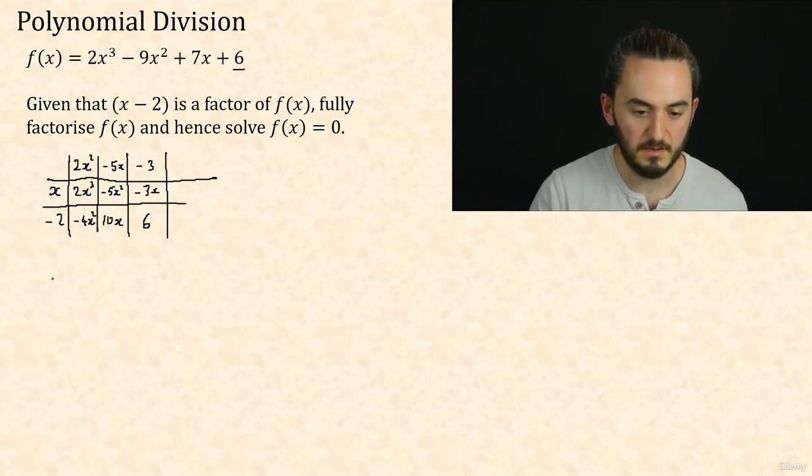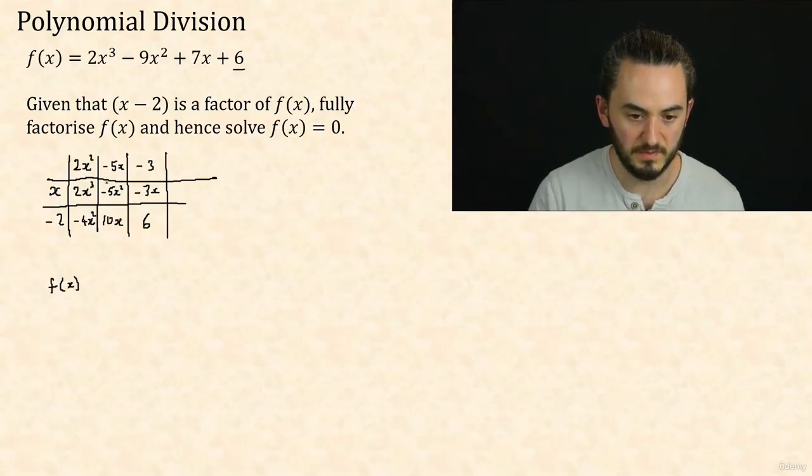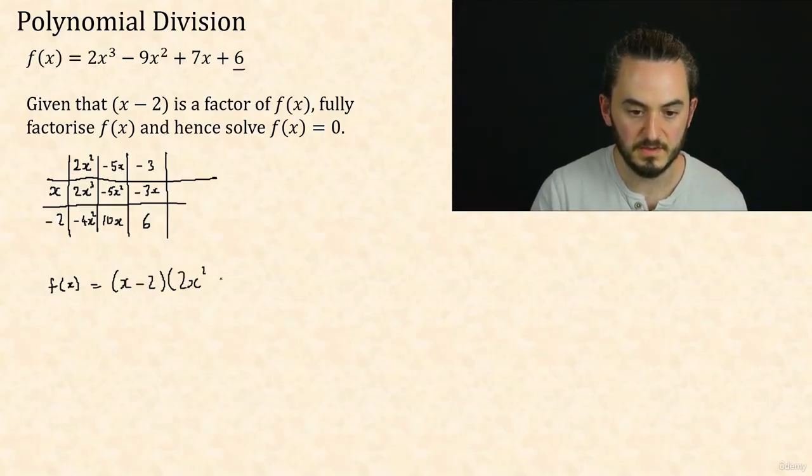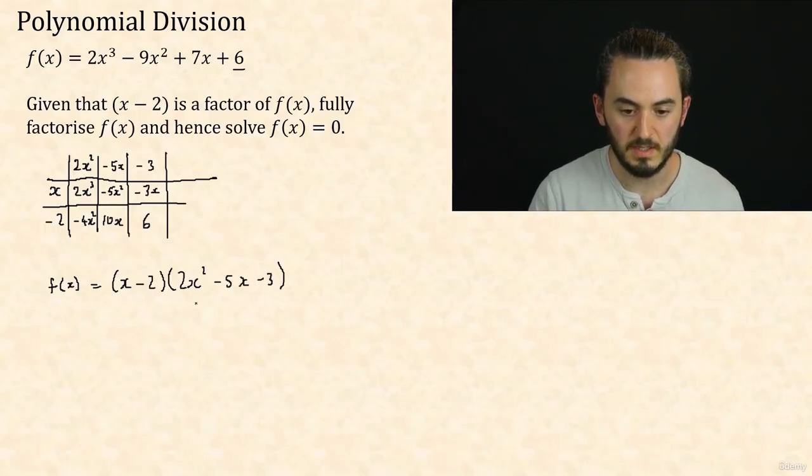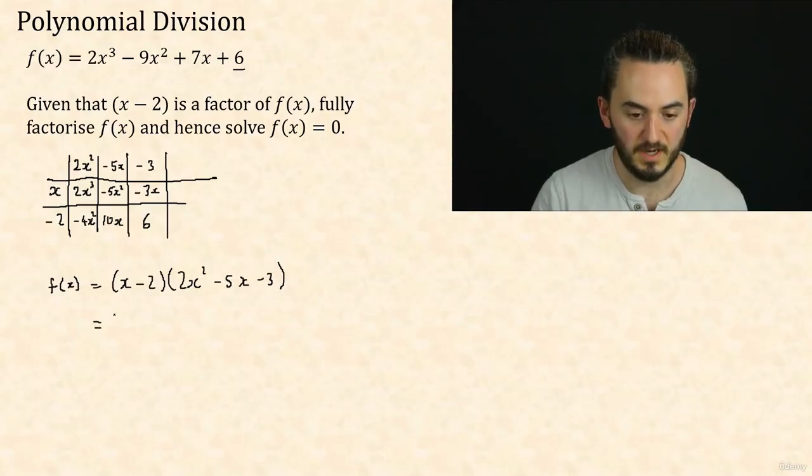Okay, what does that mean? That means that f of x, which you'll see is all of this stuff in here added up, is x minus 2 multiplied by 2x squared minus 5x minus 3. Now, it says fully factorise, so we also want to factorise that quadratic as well.